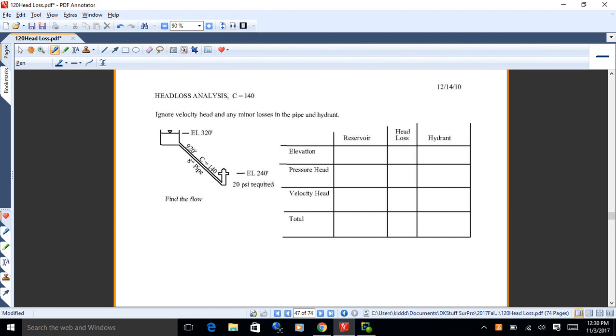Then we do the same thing for the hydrant. You've got all the information for the hydrant. Are you doing all right? So just go through those calcs, get the left side and the right side. All right, Jesse. Yeah, it looks great.